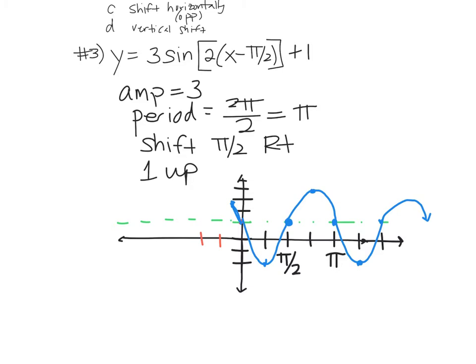Now, if I wanted to check, like this one right here is pi over 2, I can hit trace and plug in pi over 2, and that will give me that y is 1. And that was that first point that I started with right there.